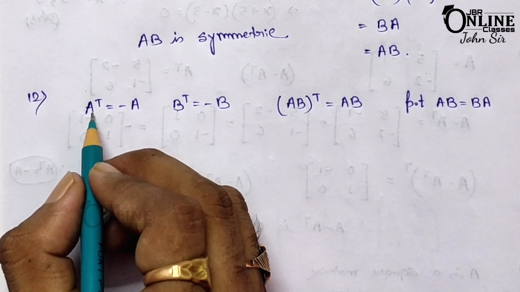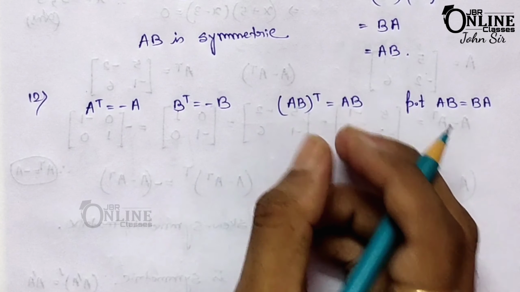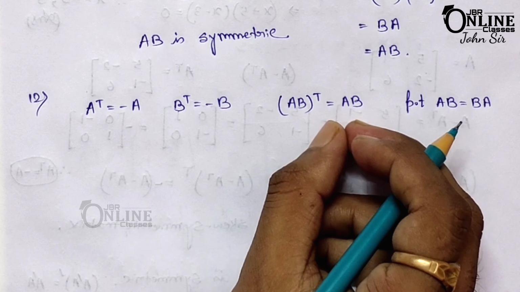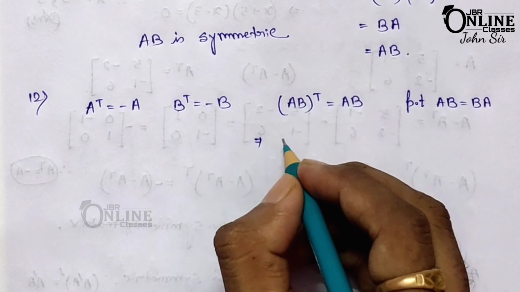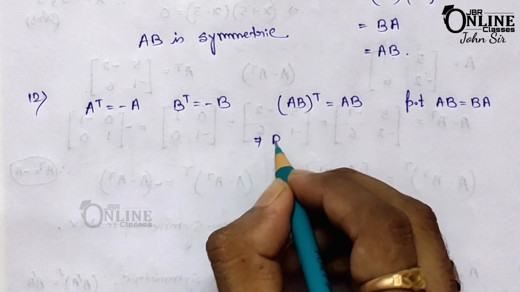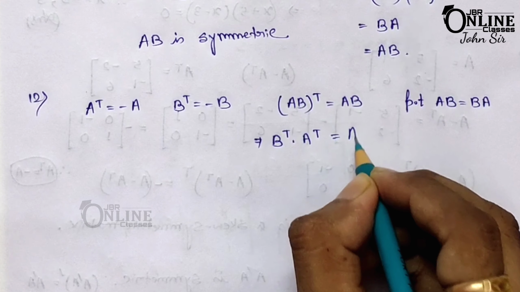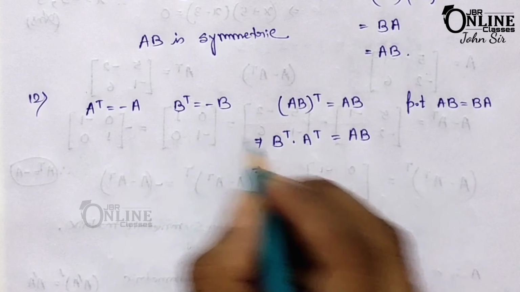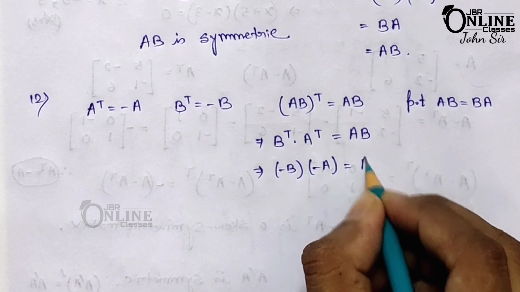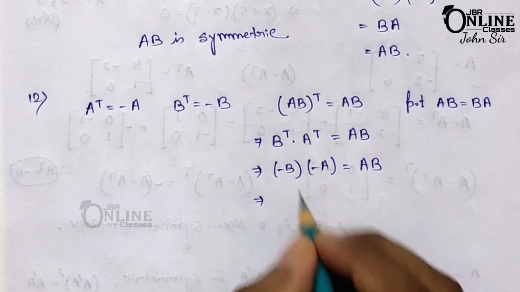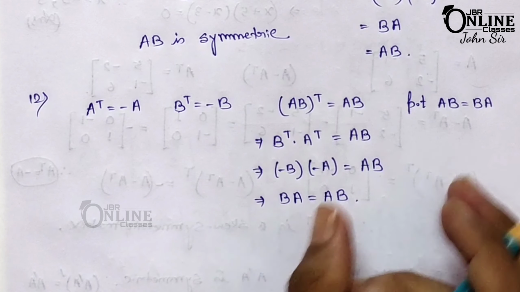So as here A transpose equal to minus A, B transpose equal to minus B, and you also know that AB transpose equal to AB. So let's write down this one. And here according to the formula of the transpose or the properties of the transpose, that equal to B transpose and then A transpose. The right hand side will be AB. Now B transpose means minus B, A transpose means minus A, so it will be AB right hand side, and here minus minus plus, so it will be BA. So BA equal to AB, and it's proved.